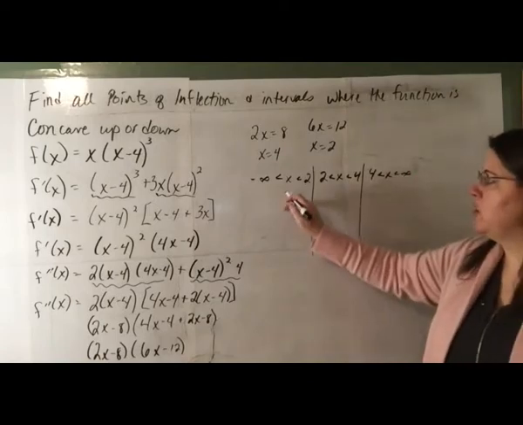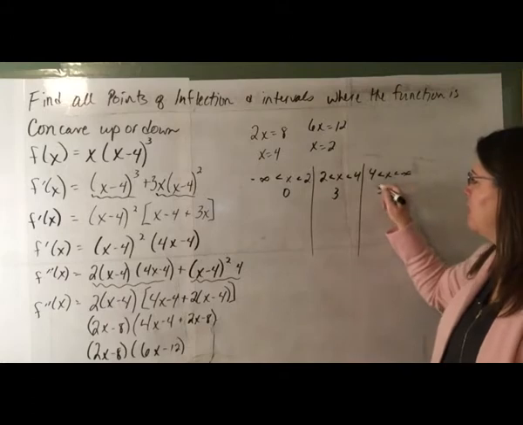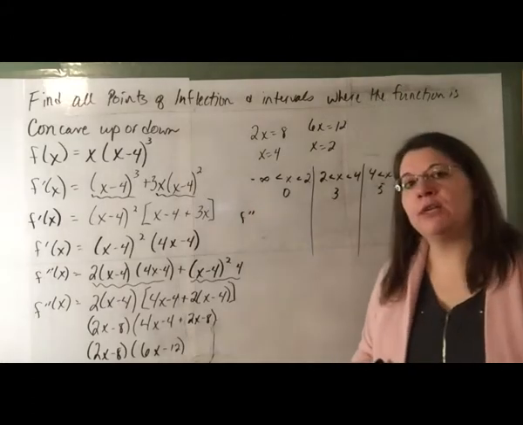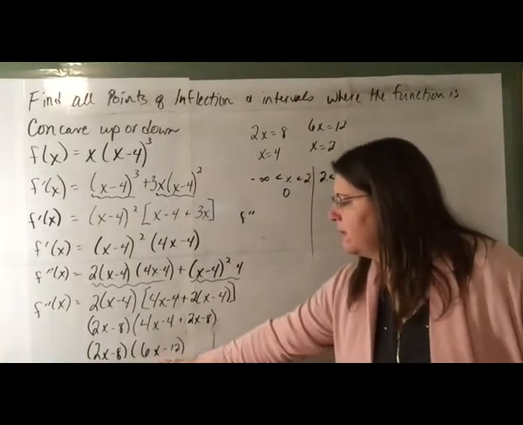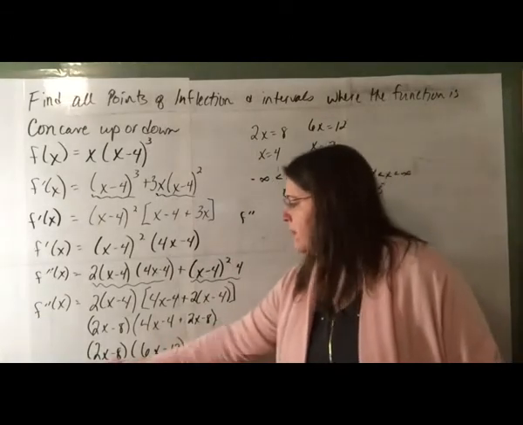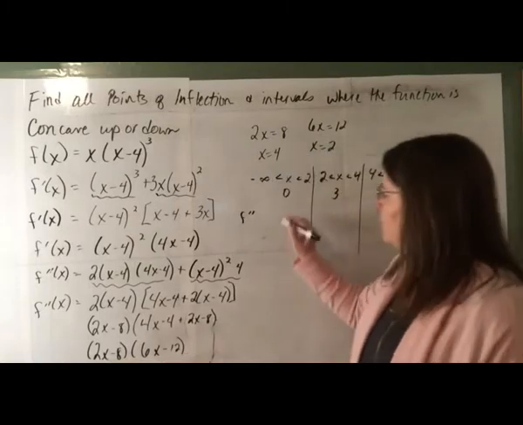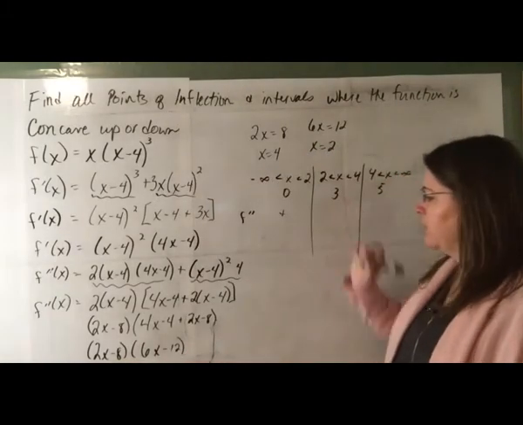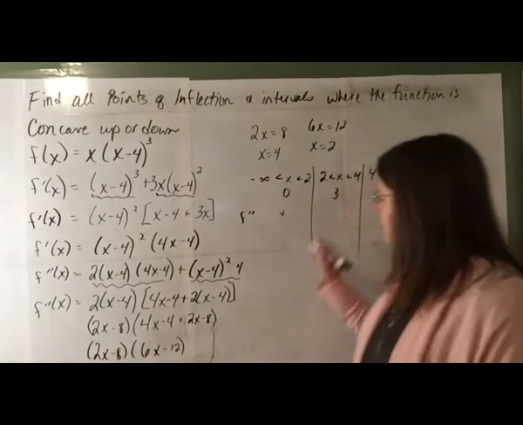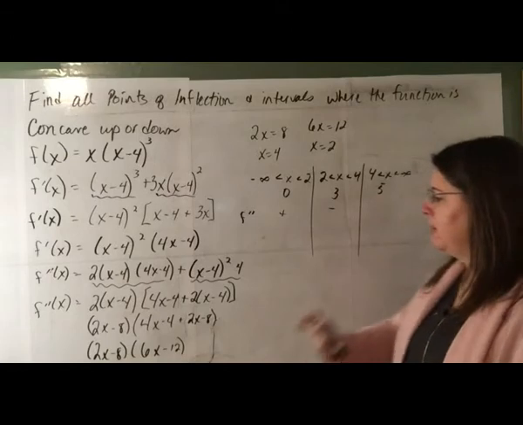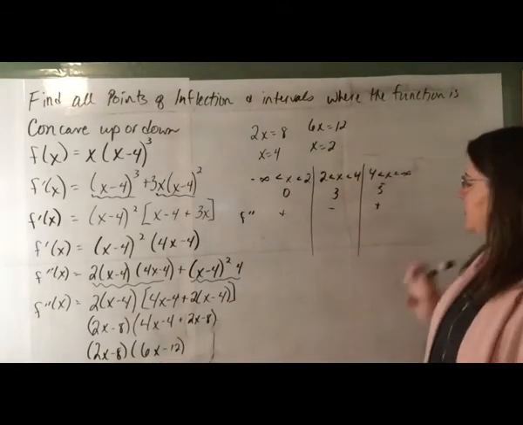I'm going to choose a value within each of these. So I'll say 0 here, I'll use a 3, and I'll use a 5. I'm going to plug those values into the second derivative that is factored here. So if I plug 0 in, I end up with a negative times a negative, which will be a positive. When I plug 3 in, I end up with a negative times a positive, which would be a negative. When I plug 5 in, I end up with a positive times a positive, which is a positive.